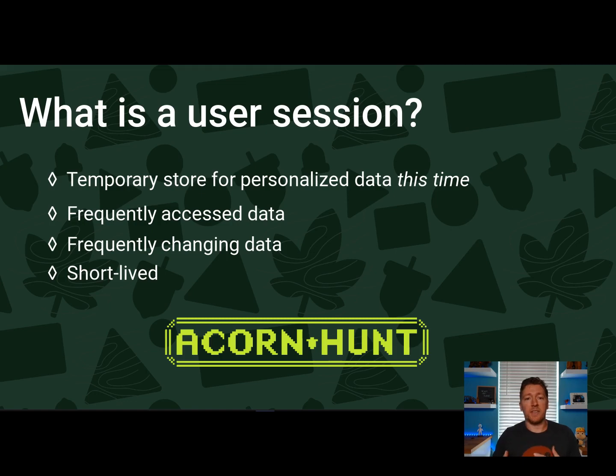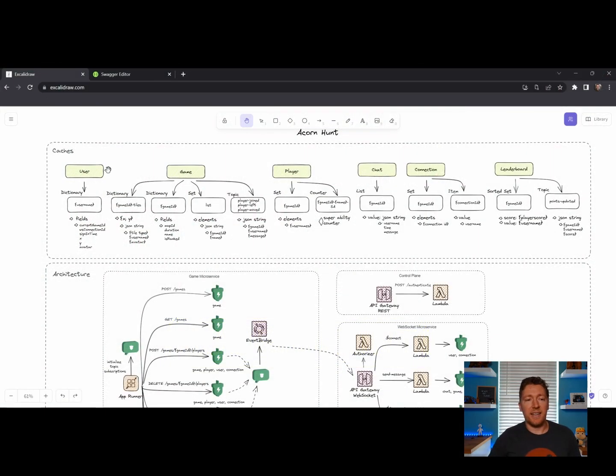So in order to build a user session, let's go in and take a look at our cache diagram and our architecture diagram for Acorn Hunt. You can see that we have a user cache, a game cache, player, chat, connection, and leaderboard. Now, if you haven't seen our previous demos, think of these caches almost as database tables. These store very specific entities and have different data types associated with them based on the use case.